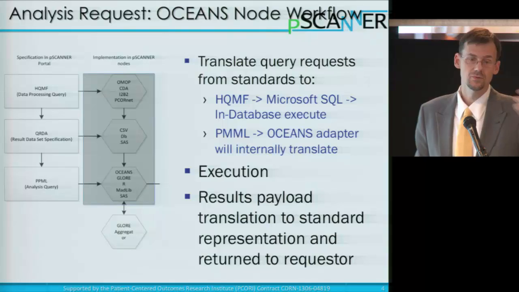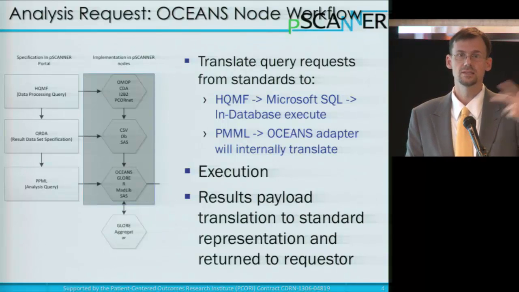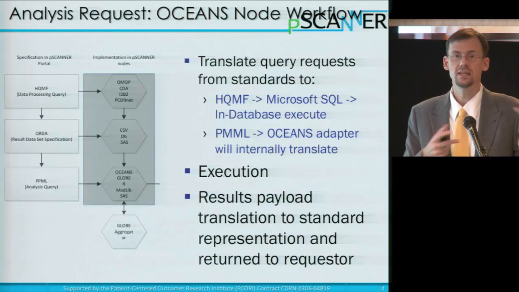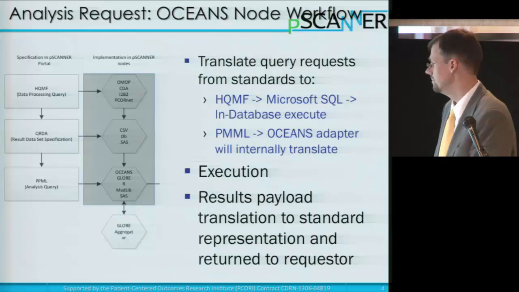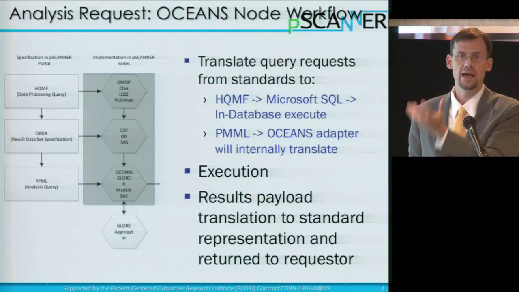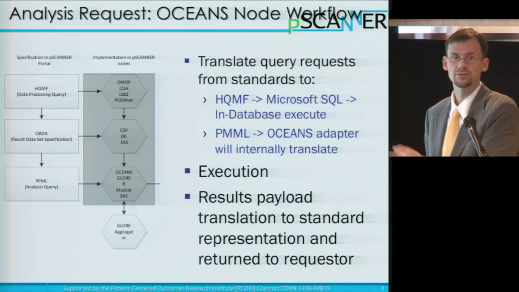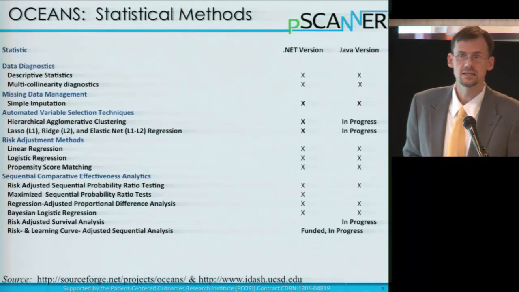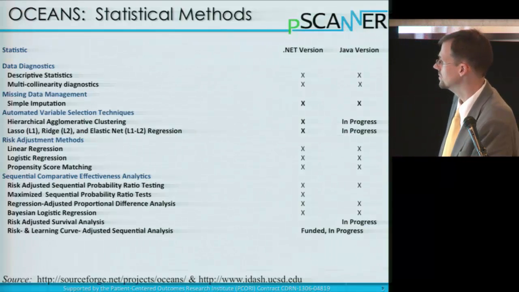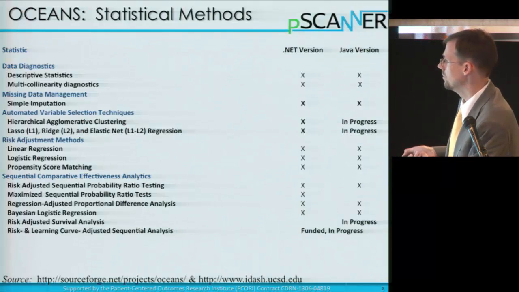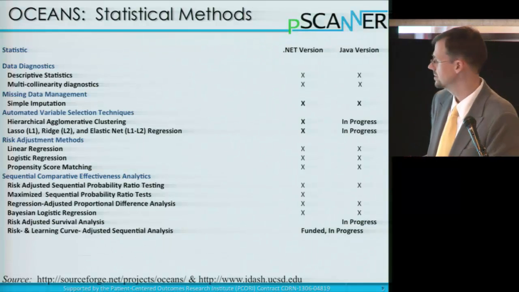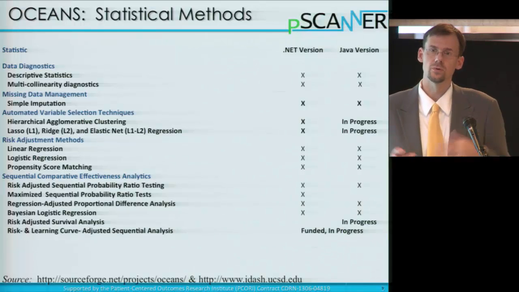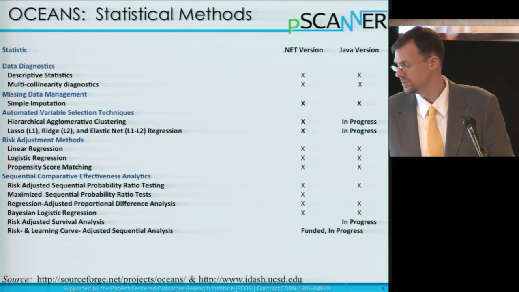So the Oceans adapter would take in a PMML input, translate that internally, take the flat file input that was translated from HQMF, execute the analysis request on that, and then wrap the payload of that back out to a data standard and translate that back out to the coordinating node. These are just some of the analytic techniques that Oceans supports. Most of these we intend on being replaced by the R infrastructure that we're building. Some of these sequential analytic techniques, which I'll conclude the talk with, are the pieces that we'll be using to do our distributed analytics.